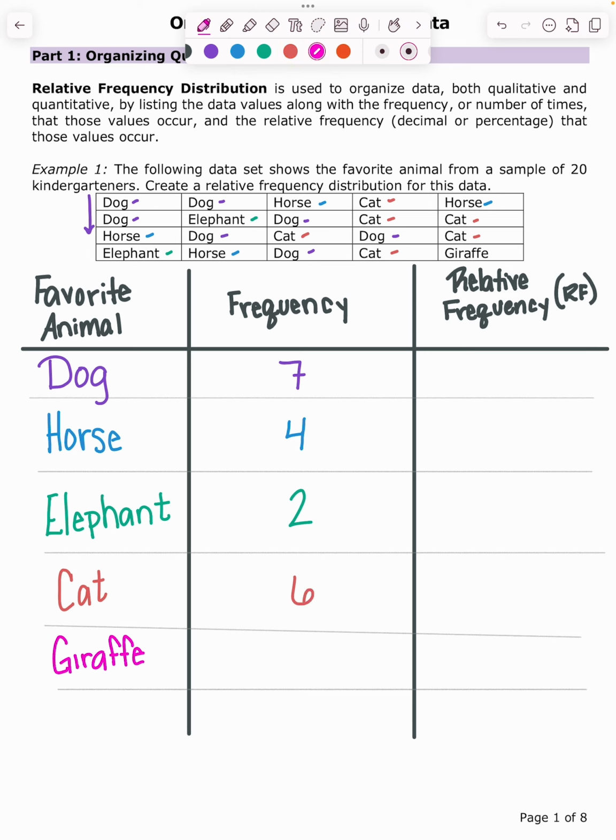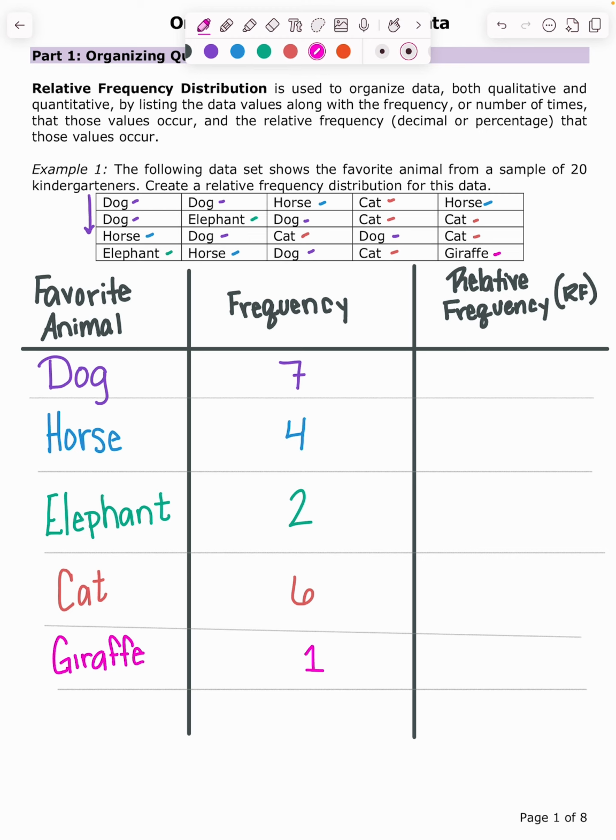And then I think there was only 1 giraffe. All right, so now comes a very important step that tends to get forgotten. I want to make sure I didn't miss anything. So I have 2 ways that I can do this.